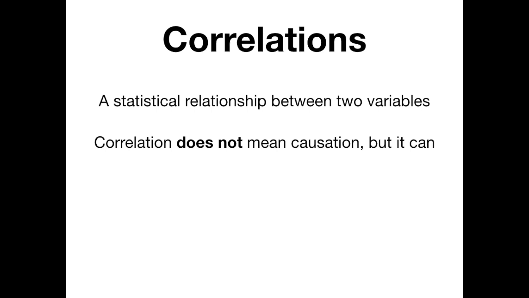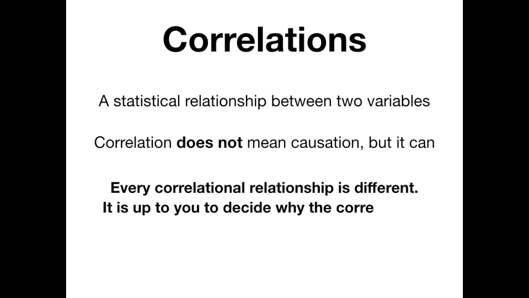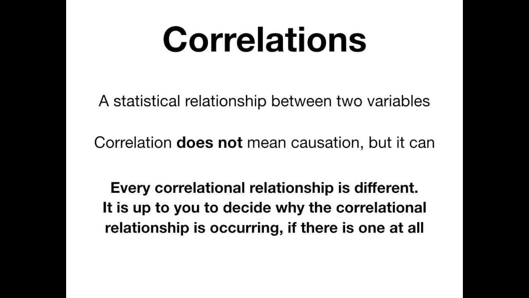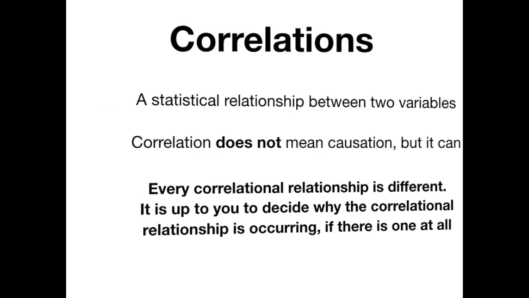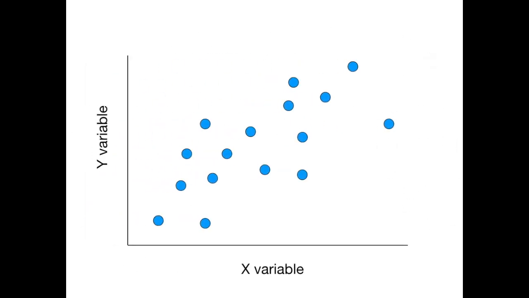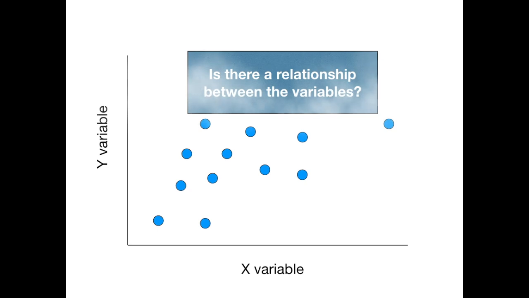Every one is going to be different depending on what you're looking at. So again, make this note that every correlational relationship is different. It's going to be up to you to decide why the correlational relationship is occurring, if there is one at all. Typically a correlation is going to look like this, where you're plotting points on an XY axis, and you're just looking at, is there a relationship between these variables?